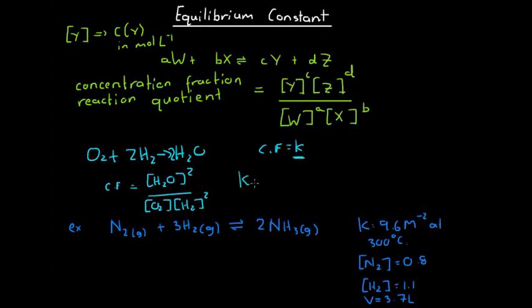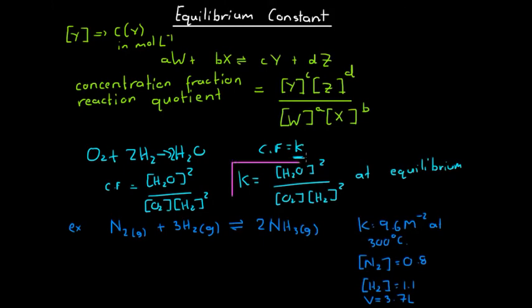So that means that K for this reaction is equal to H2O squared over oxygen times hydrogen squared at equilibrium. So it's equal to this expression when all of these concentrations are the concentrations at equilibrium. And so that there is our equilibrium law. So this thing here is our equilibrium law. And this is very important.